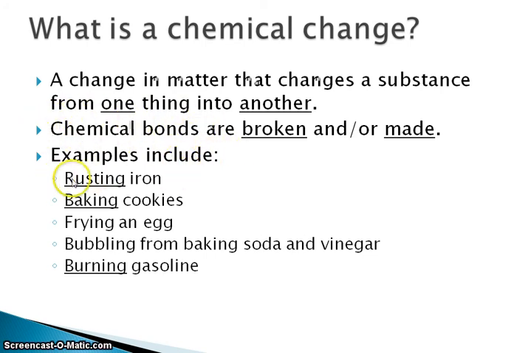Examples of this happening include rusting, baking cookies, frying an egg, bubbling from mixing baking soda and vinegar together, and burning gasoline. All of these are examples of new things being made. Whenever a new substance is formed, like iron oxide, or rust, being formed from iron and oxygen, we know that's a chemical change.